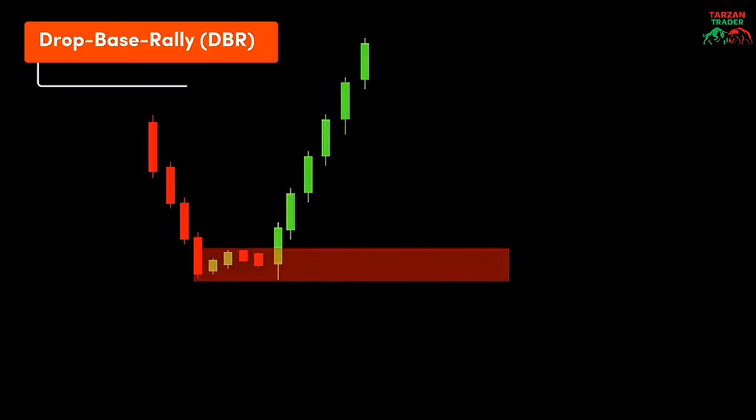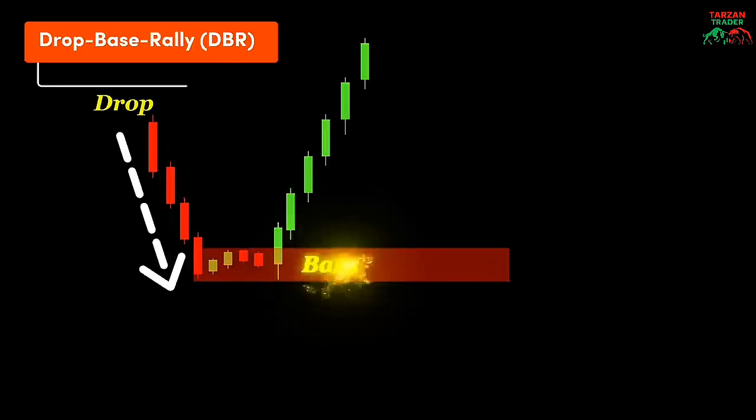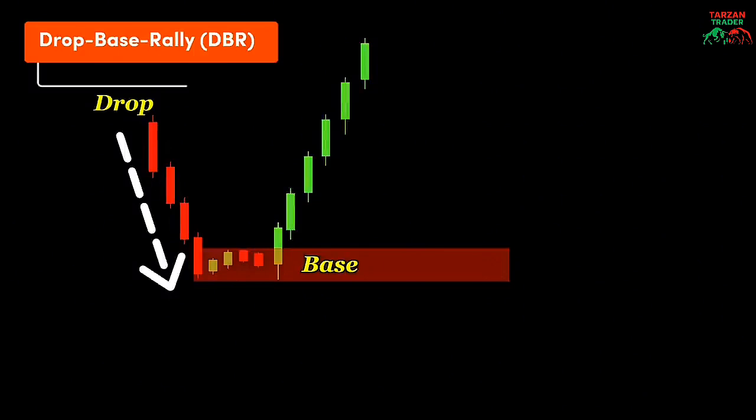Here's how it goes. The price drops. This is the market pulling back, often shaking out weak hands. Then comes the base, a consolidation phase where buyers start quietly accumulating. But here's where the magic happens. This isn't just consolidation, it's manipulation. The smart money is gathering strength. Finally, we see the explosive rally. Buyers take control, driving the market upward. What's happening here is more than just a price move, it's a strategic play by institutions. They push the market down, accumulate positions at the base, manipulate the market to get the best price, and then let the rally fly. Now, let's look at a real chart example of this drop-based rally pattern.